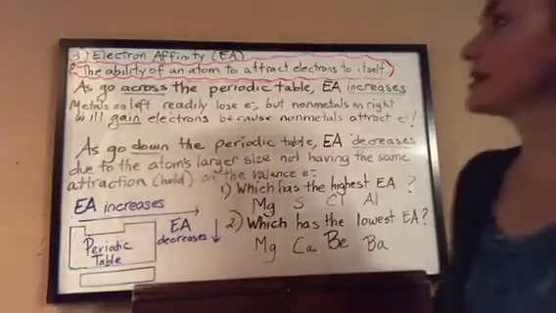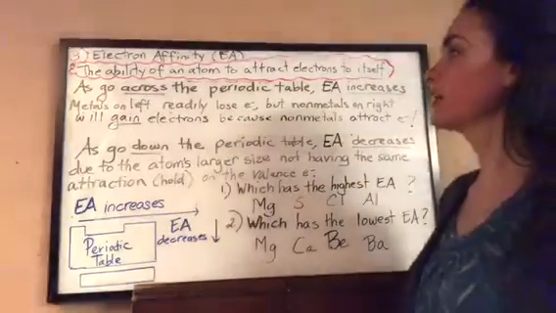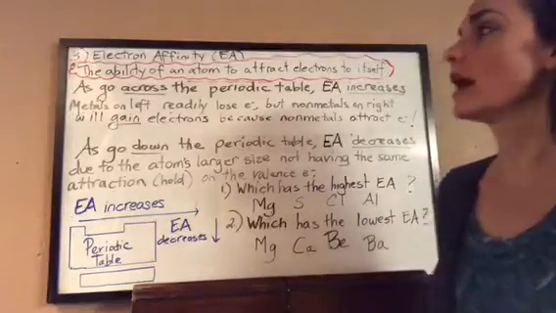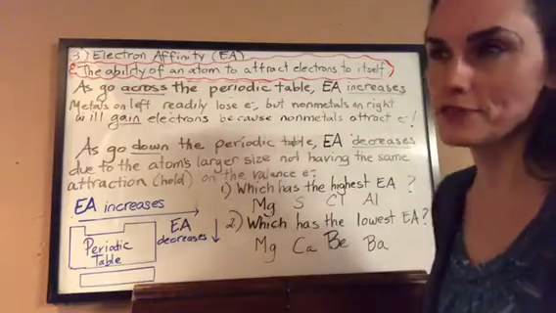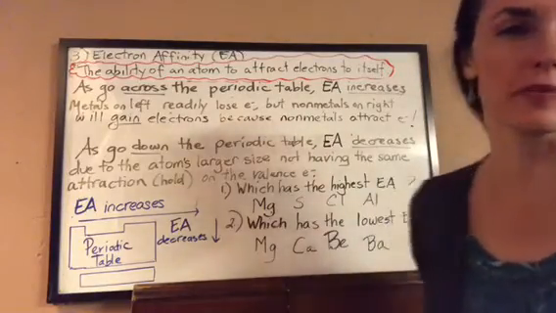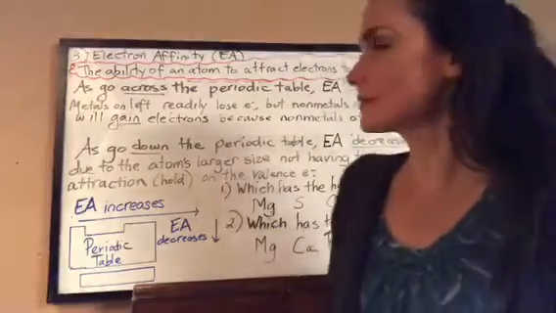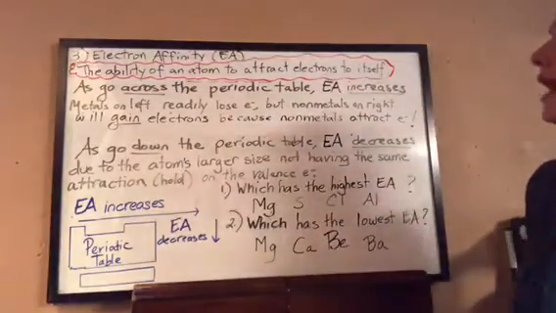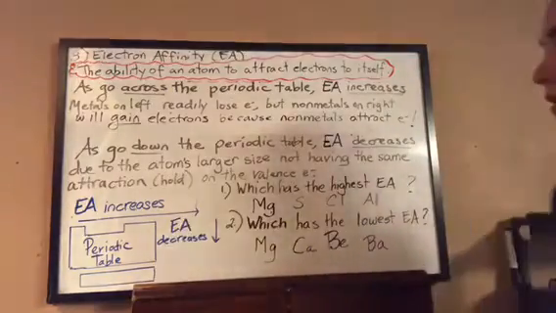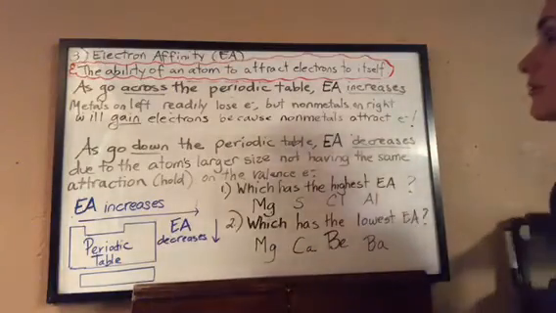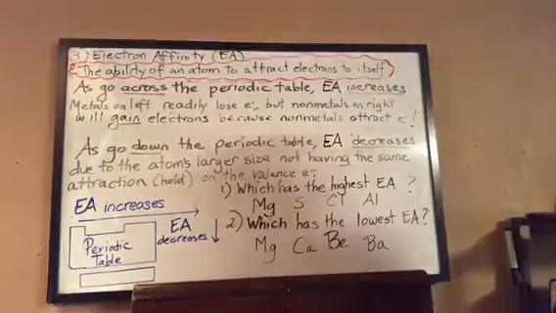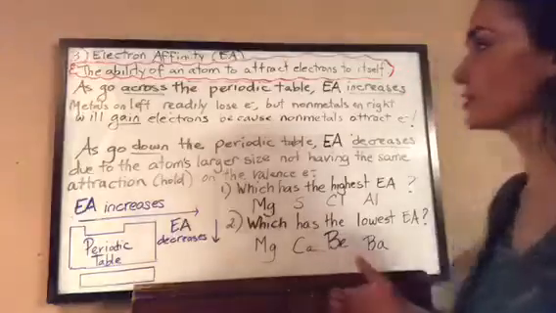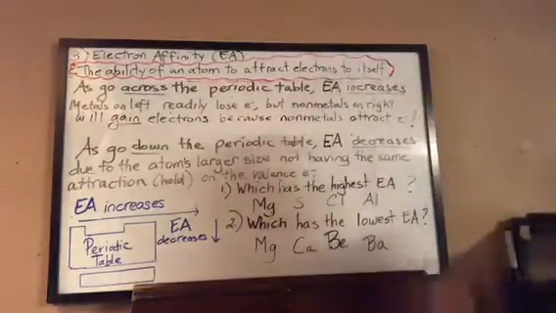The third trend that we're going to discuss is electron affinity, abbreviated EA. Sometimes electron affinity is also referred to as electronegativity. The terms are very similar. The definitions are similar as well. The ability of an atom to attract electrons to itself. Electrons are negative particles, so therefore the term electronegativity is used to refer to the same thing. So affinity is a likeness and attraction, so the ability of an atom to attract electrons to itself.